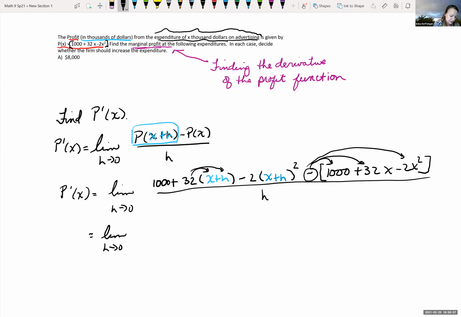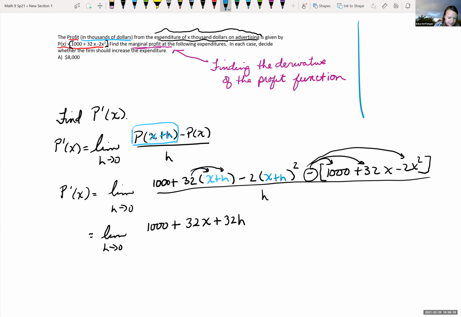So this is 1,000. So we have 1,000 plus, distributing our 32, we have 32X plus 32H. Unfortunately, I can't distribute this negative 2 yet because I haven't distributed out X plus H times X plus H.